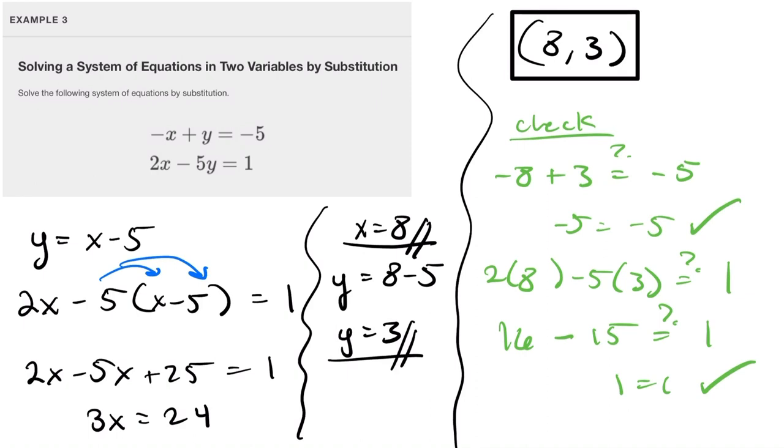So this was a demonstration of the substitution method. Again, with the substitution method, we solve for one variable from one of the equations. We take that, plug it into the other equation, and then at that point we have one equation and one unknown. We can solve, and then we back substitute to find both x and y.